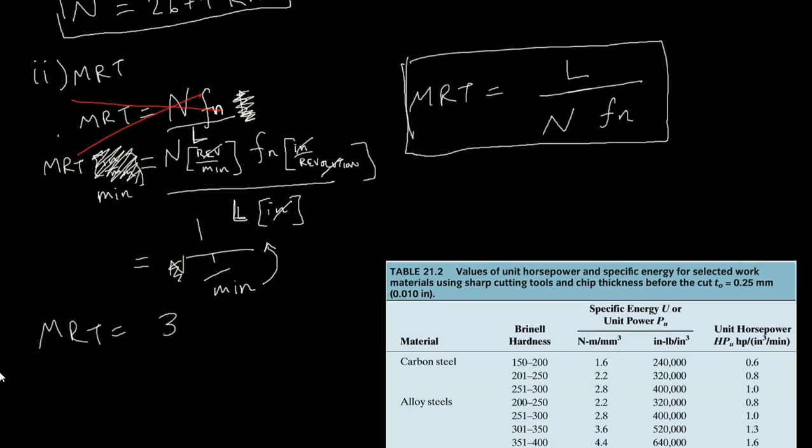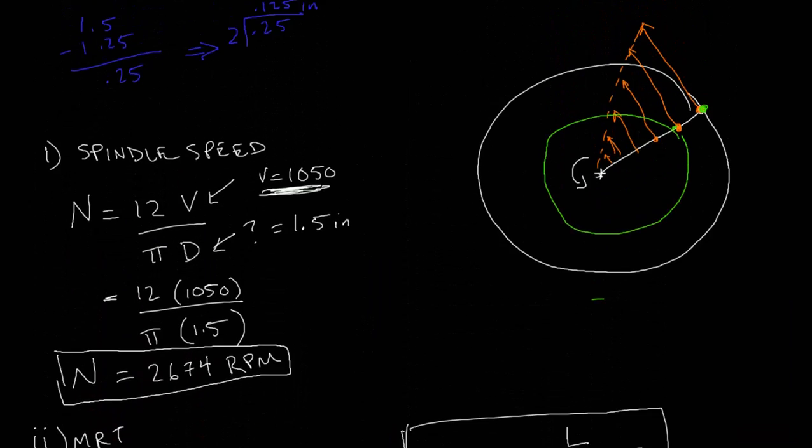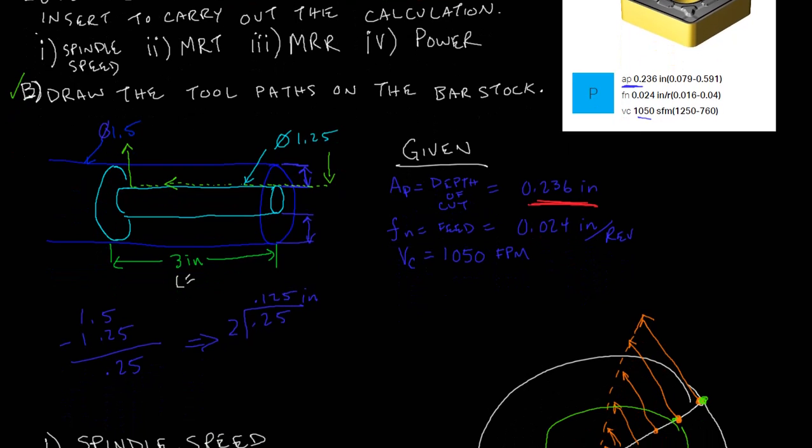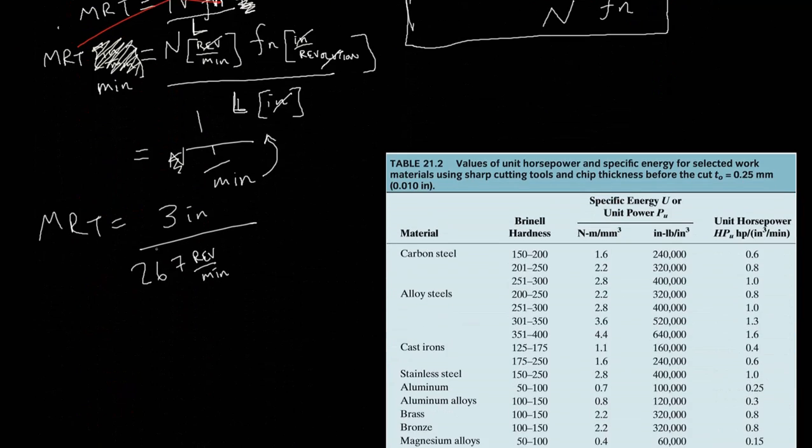Okay, so MRT is equal to 3 inches divided by 2,674 revolutions per minute. And our feed is 0.024 inches per revolution. So multiply that by 0.024 inches per revolution. Okay, so revolution cancels, and your inches cancel. And so you're left with minutes on the bottom. There should be a 4 there.